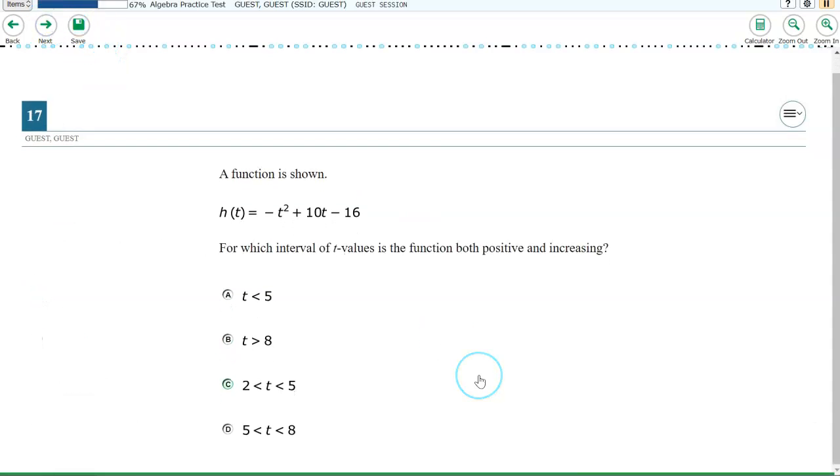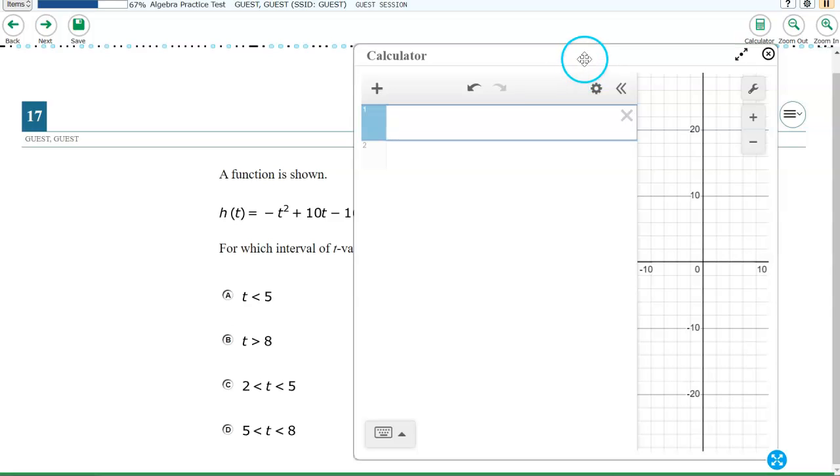Here's the one we want to look at. So a function is shown. For what value of t is it increasing and positive? I love this because you can restrict your domain in this calculator, which makes this actually a really simple problem.